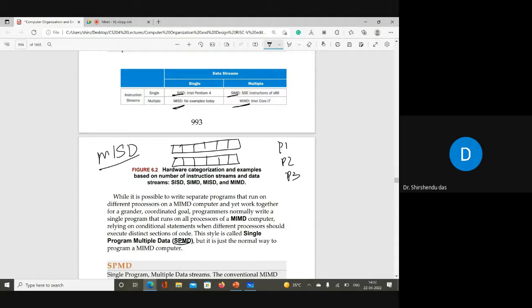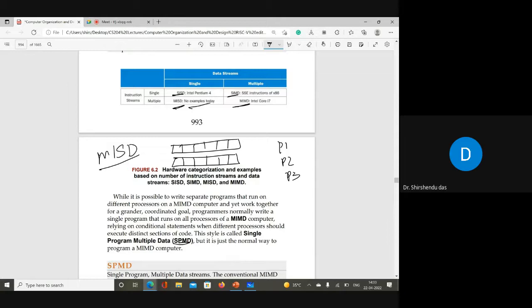But this is not very popular. The concept is there, but there is no computer designed on this so far. That's why I said no example today. No computer, no industry, no one has designed any computer for this. Why? Because the requirement for this type may be very low, because we only design computers based on our requirements, right? So maybe the requirement is less and these types of computers are not required. That's why no one has designed this type of computer. But the concept is there. I hope you are understanding the concept, right?